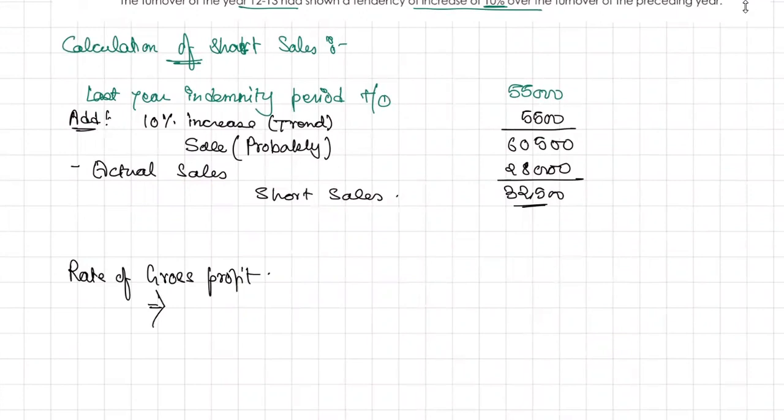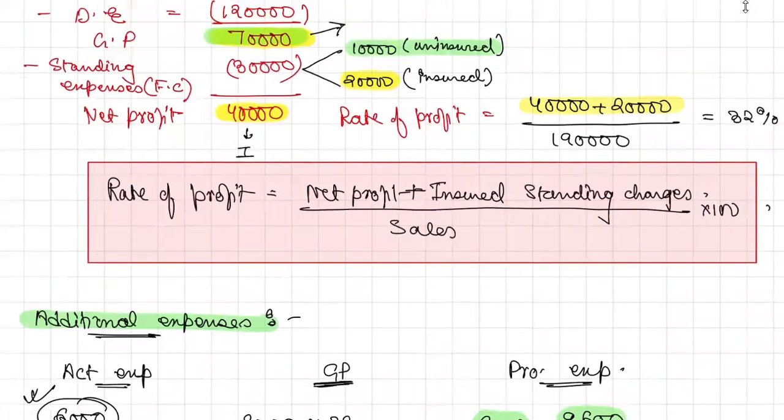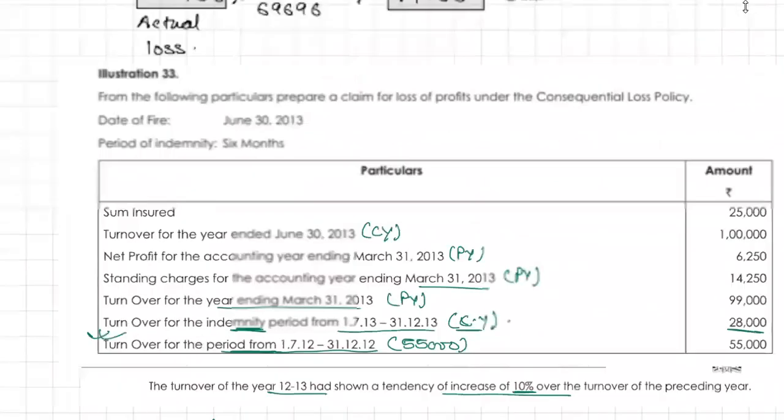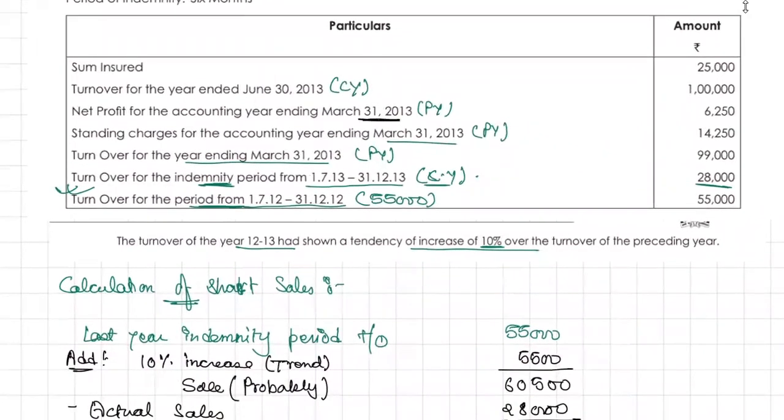रिमेंबर मैंने क्या लिखवाया? नेट प्रॉफिट प्लस इंश्योर्ड स्टैंडिंग चार्जेस बाय सेल्स. यहां भी करना है. What is the net profit? Now see, net profit for the accounting year ending 31st March 2013: 6250. और इंश्योर्ड स्टैंडिंग चार्जेस है क्या इसमें कुछ? स्टैंडिंग चार्जेस हैं इंश्योर्ड 14,250.